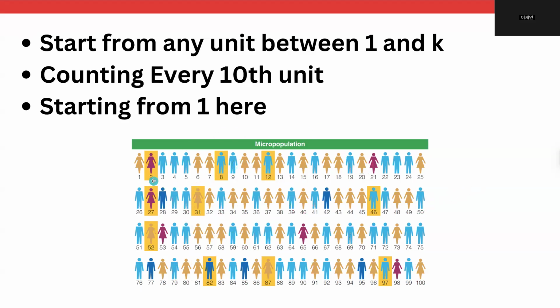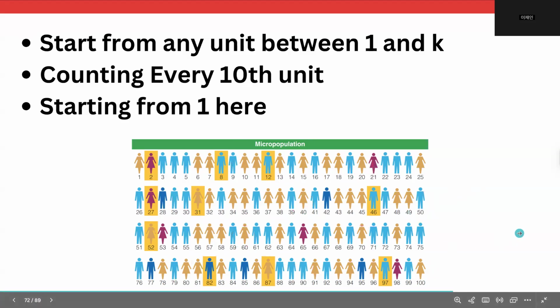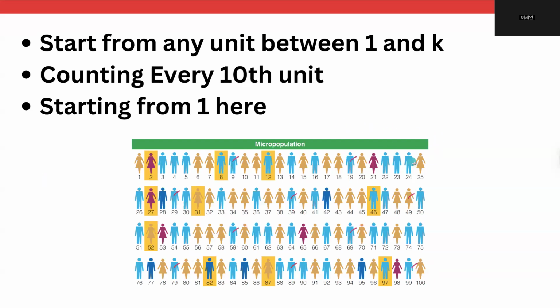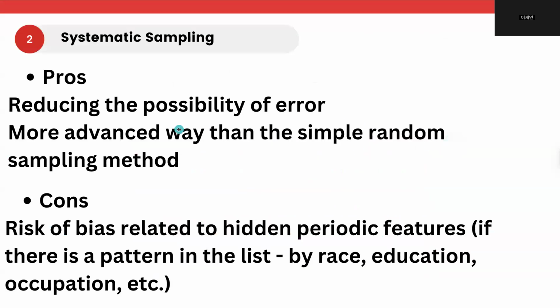So you are choosing one, for example. Based on this graphic, 10, 20, 30, 40, 50, 60. So you can choose 10 individuals out of 100. So it's still reducing the possibility of error compared with simple random selection, and it is a more advanced way than simple random sampling (SRS), but you still have the risk of bias related to hidden periodic features.